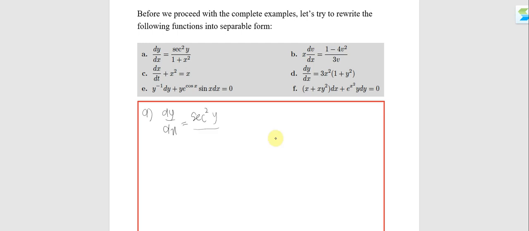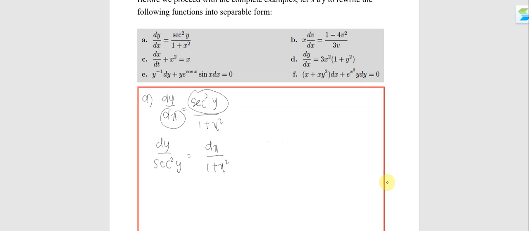Secant square y over 1 plus x square. Okay, so from here you can simply move this secant square y and this dx to the other side, right? So you have dy over secant square y equals dx over 1 plus x square. So now you can simply integrate this equation.